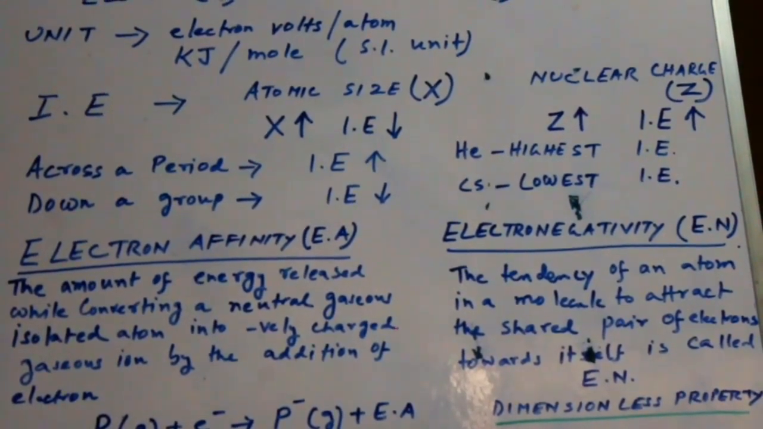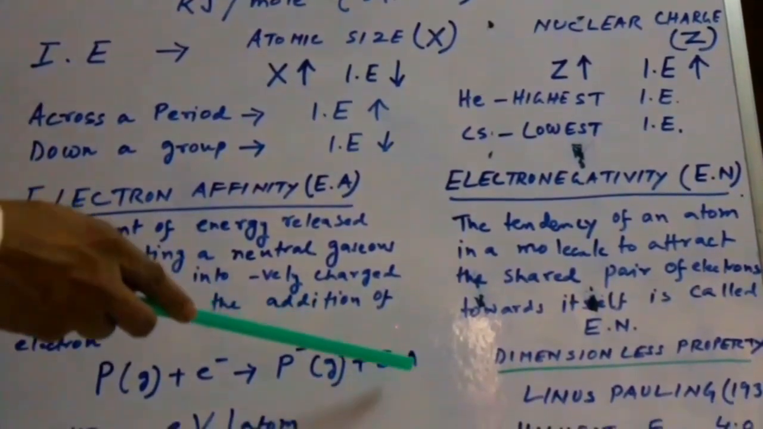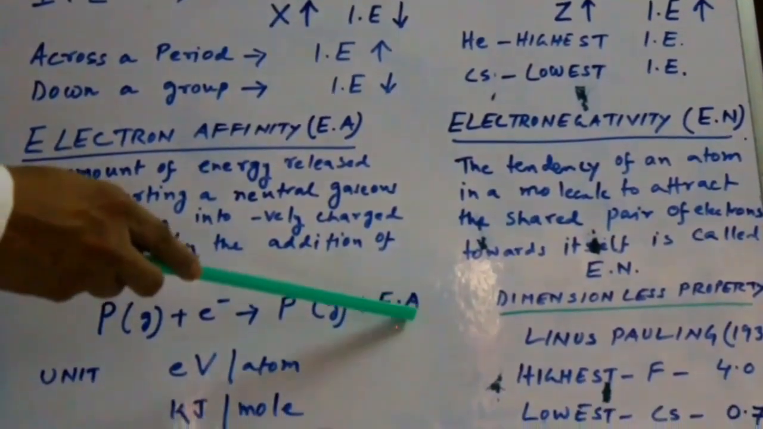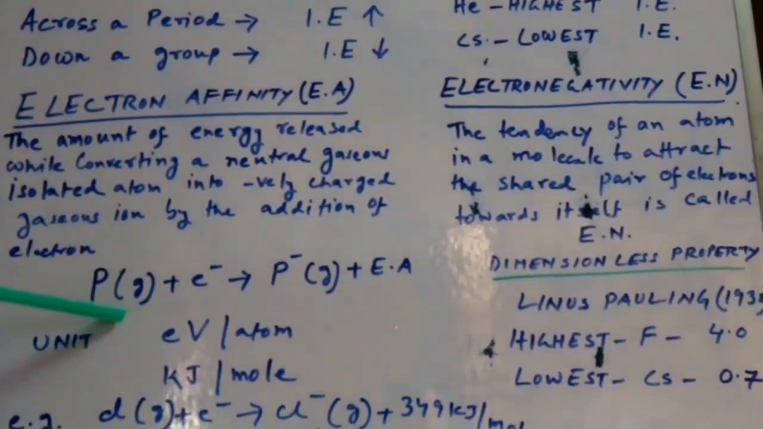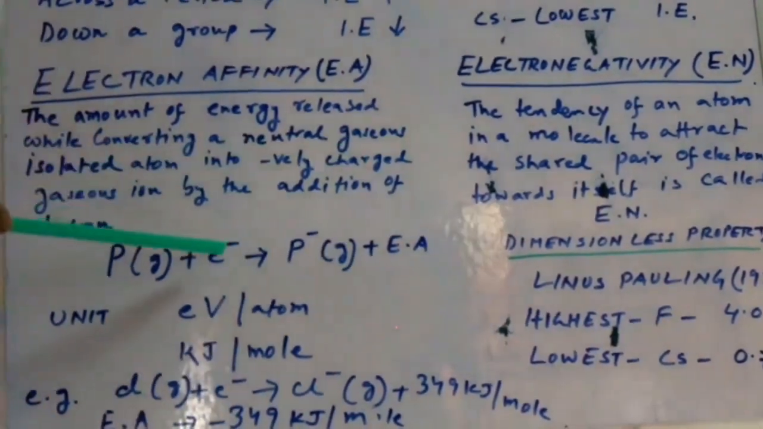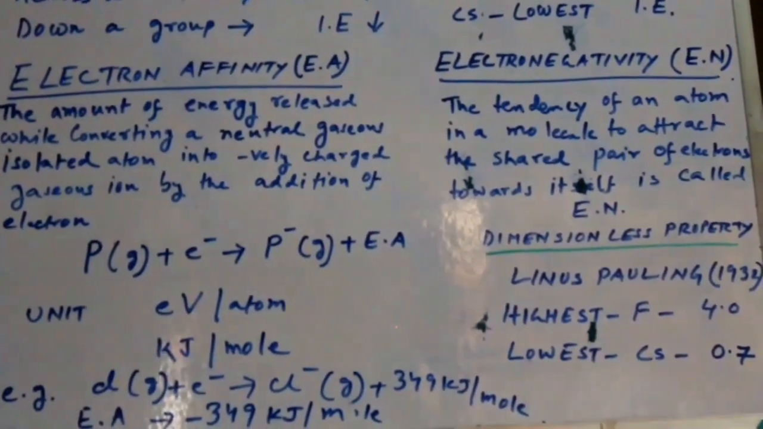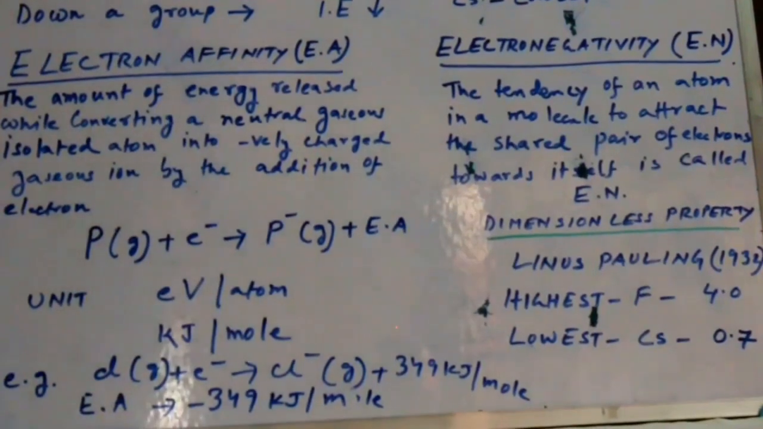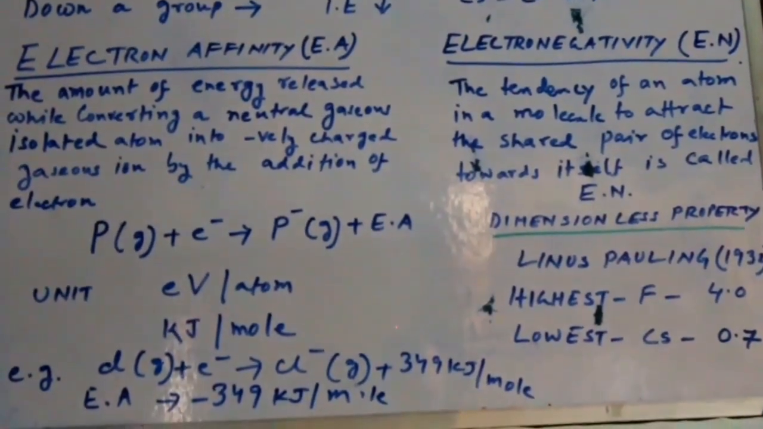Next concept is electron affinity. The amount of energy released while converting a neutral gaseous isolated atom into a negatively charged gaseous ion by the addition of electron, that is basically electron affinity. Unit is electron volt per atom or kilojoule per mole, and electron affinity is always negative.